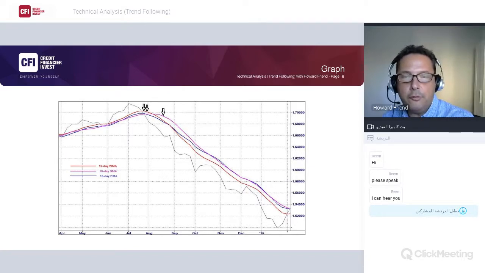So what you can see here is the price compared to the three different types of 10-day moving average and how they look compared to each other.